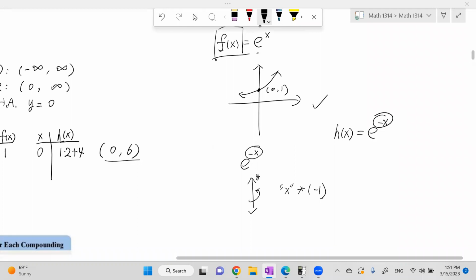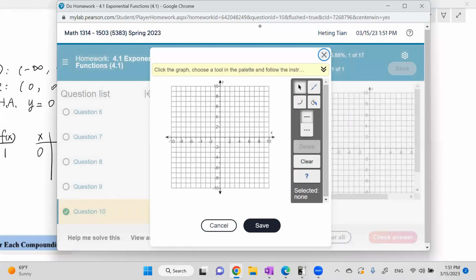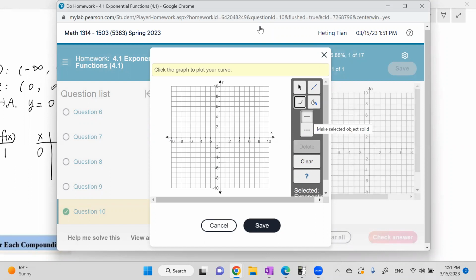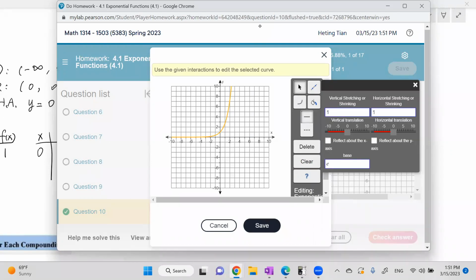Let's see the example here, how to graph the h of x. First, I select the exponential function and then click the solid line here. And then I will plot the key points here. Then it shows us the transformation steps. Is there any vertical stretching or shrinking or horizontal stretching or shrinking? No. So we'll leave them blank. If there is, you put some information here.